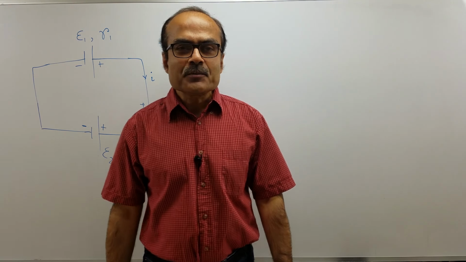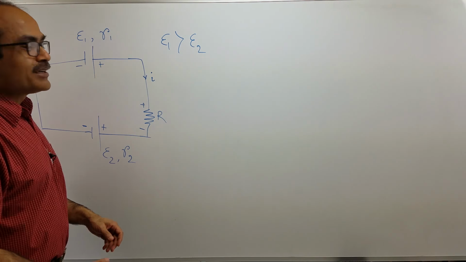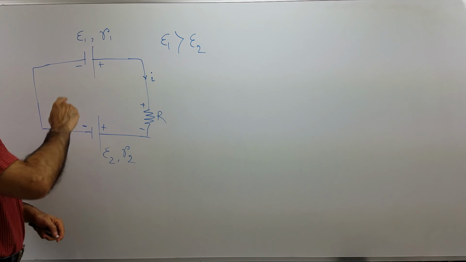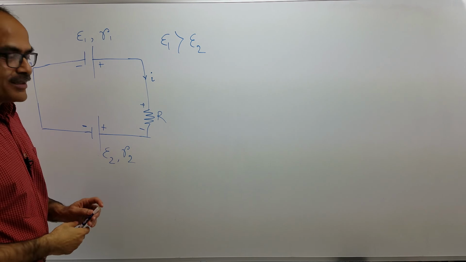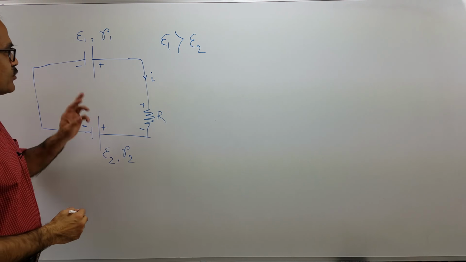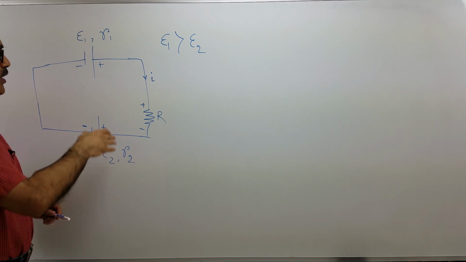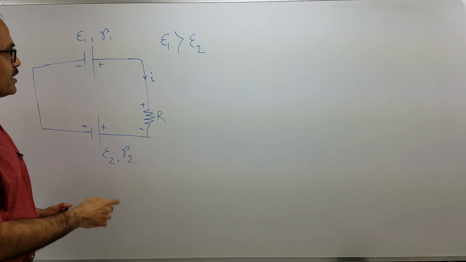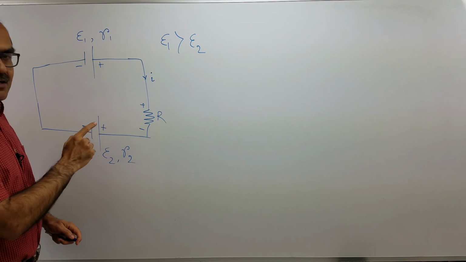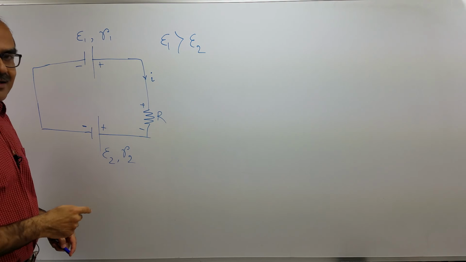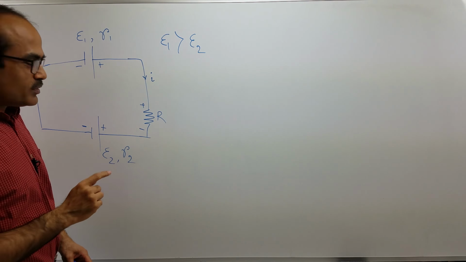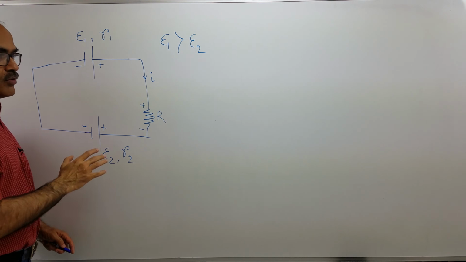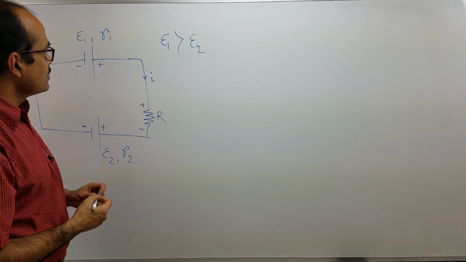In this video, I will derive an expression for the terminal voltage of a cell. Now, in a circuit, there could be two kinds of cells, one driving the current, one opposing the current. The terminal voltage expression for the one which is driving the current will be different from the terminal voltage expression of the one which is opposing the current.